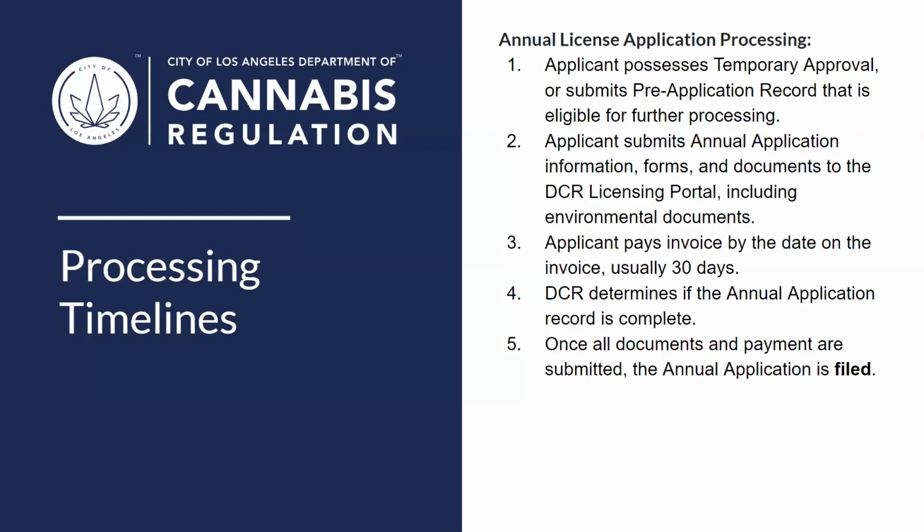Once the fees are paid, DCR will begin reviewing the annual application materials to determine whether or not they're complete. Once all of the documents and the payment have been submitted, the application will be deemed filed. If the documents are not complete, the DCR will reach out to the applicant, let them know what the deficiencies are, and then the applicant will have 30 days to correct those deficiencies and submit the updated information and pay any additional applicable re-review fees, or the application record will be deemed abandoned.